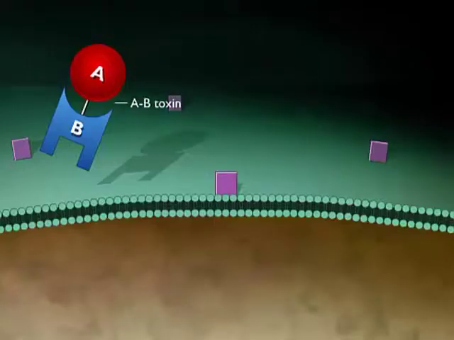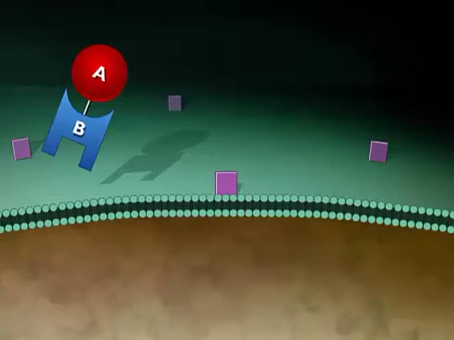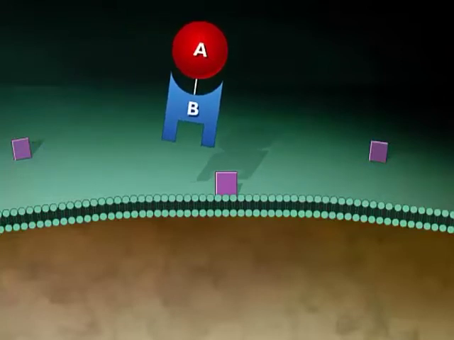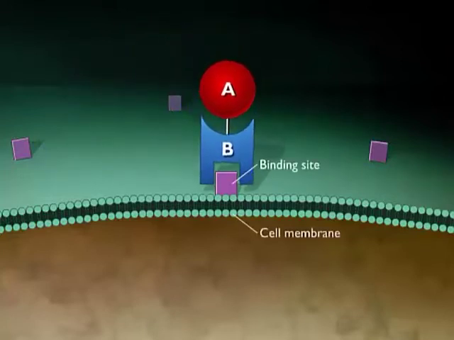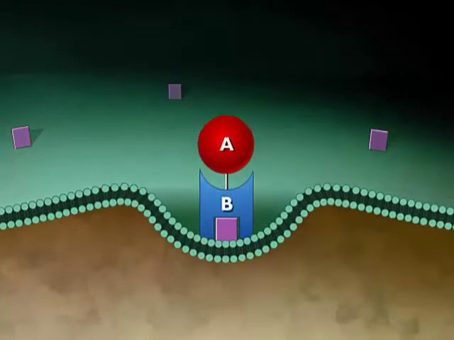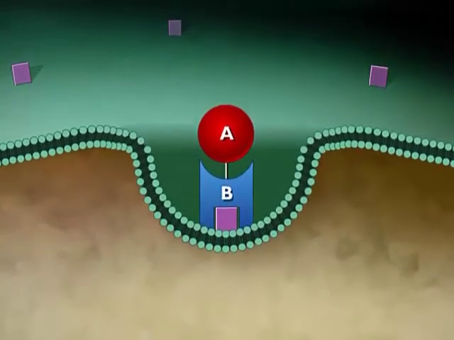AB toxins are proteins that consist of two parts, A and B. The A portion is an enzyme that constitutes the toxic part. The B portion binds to host cell receptors. There are several mechanisms by which AB toxins enter the cell. One mechanism involves the uptake of the toxin after binding by endocytosis.